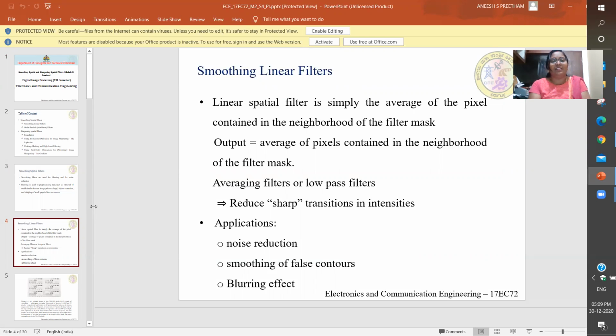Linear spatial filter is simply the average of the pixels contained in the neighborhood of the filter mask, whereas output is equal to the average of the pixels contained in the neighborhood of the filter mask. Averaging filters or low-pass filters are used to reduce sharp transitions in intensities. The applications of smoothing linear filters are noise reduction, smoothing of false contours, and blurring effect.